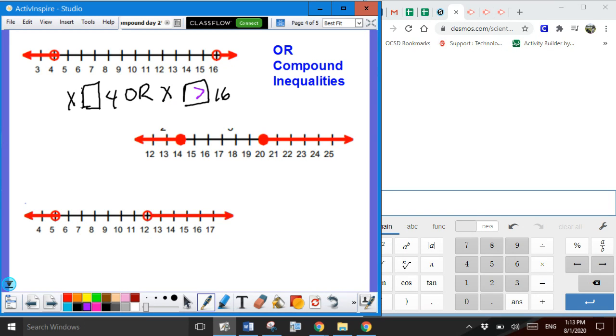So x is going to be greater than 16, and x is going to be less than 4. Notice how these do not point left. They switch. Here's my "or." x greater than or equal to 20, x less than or equal to 14. x greater than 12, x less than 5. So x is less than 5 or x greater than 12. x less than or equal to 14 or x greater than or equal to 20. So that's how those are read. They're read a little differently than the "and"s.